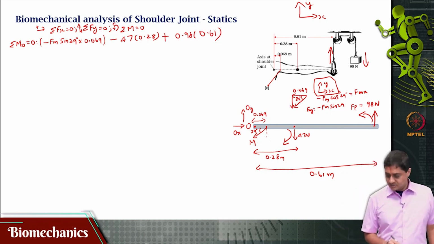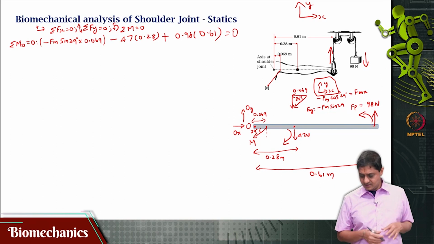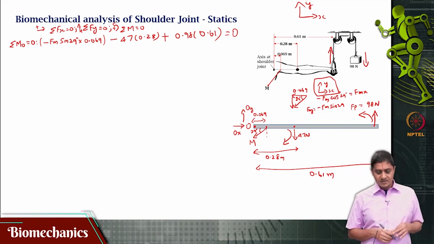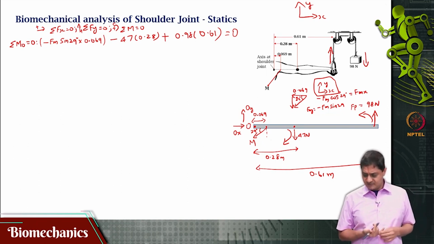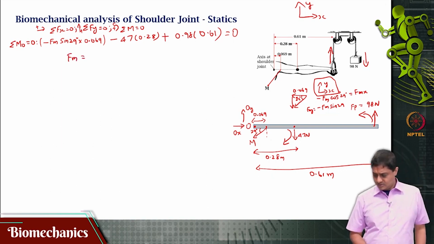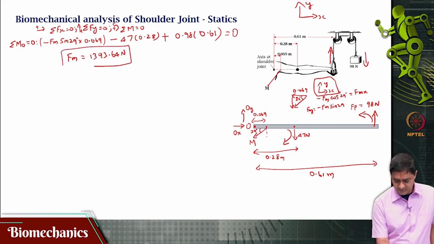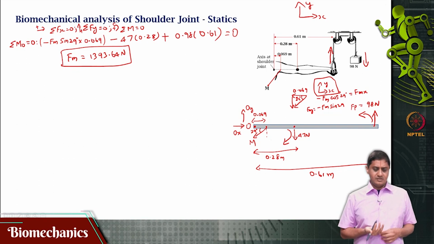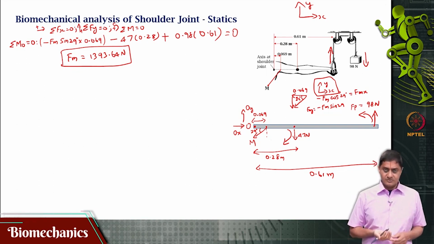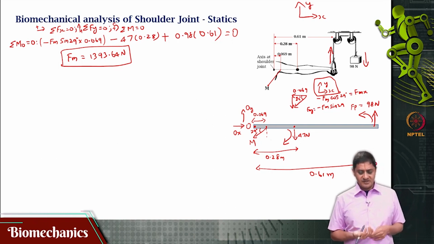All right. Any other forces that we have to look at? There are no other forces and the whole thing is 0. This is one equation in one variable. Simplify this, and you find the value of Fm to be 1393.64 newtons. Of course, you have to use your scientific calculator to do this, but you find this to be a very large number.